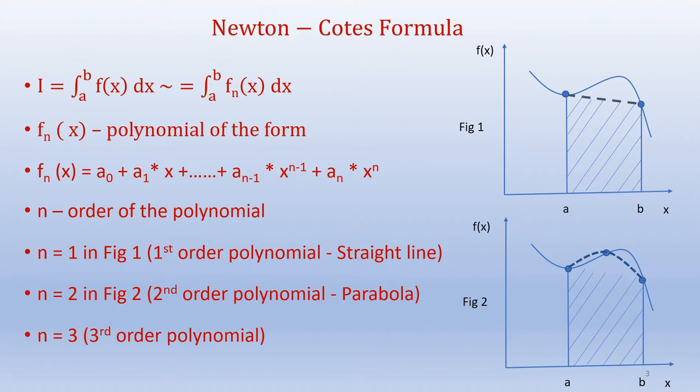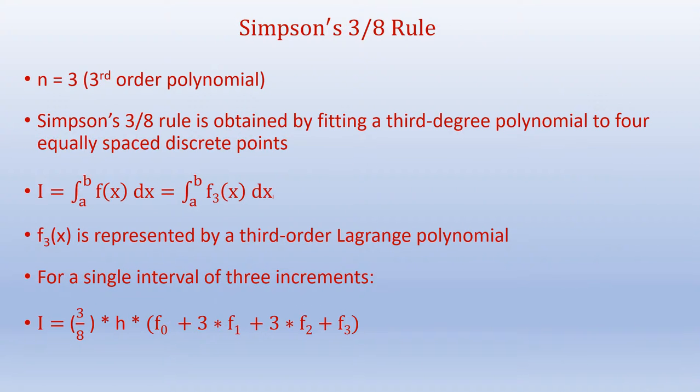If n equals 1, as shown in figure 1, we get the first order polynomial, which is a straight line. If n equals 2, as shown in figure 2, we get the second order polynomial, which is a parabola. If n equals 3, we get a third order polynomial, and so on. For Simpsons 3/8 rule, we have to use n equals 3, which is a third order polynomial.